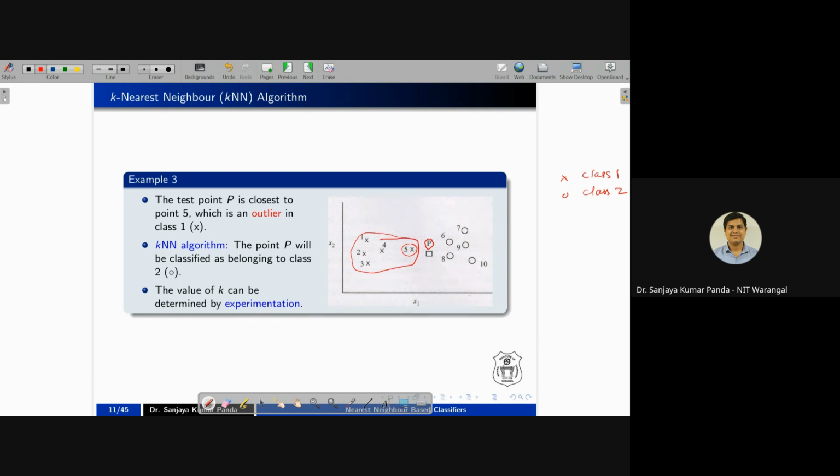5 is an outlier. So outlier means what? Outlier is an abnormality, right? So all are more or less close to each other, but 5 is not that much close to everyone. 5 is only close to 4, we can say, but it is not close to 1, 2, 3. So it is considered as an outlier, right?